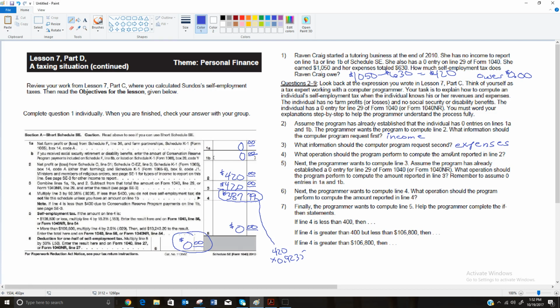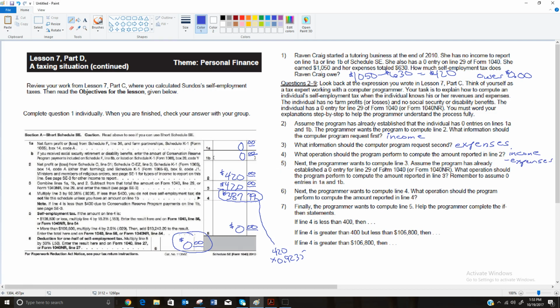Next, what operation should the program perform to compute the amount on line 2? Well, to do that, it would take, and again, this depends on if we're assuming this is always going to be 0 or that this could be different. But I'm going to say we're going to take line 1A. Whoops, I'm getting ahead of myself. I'm getting to 3. Hold off on that. So for line 2, that's where we would want to subtract. So we would take the income and we would subtract the expenses.